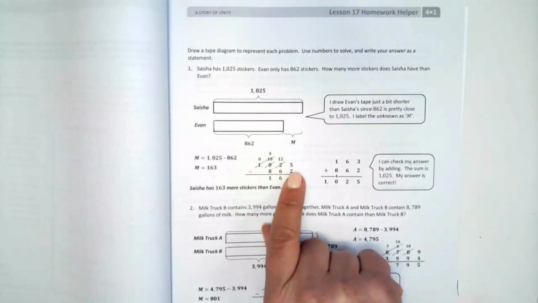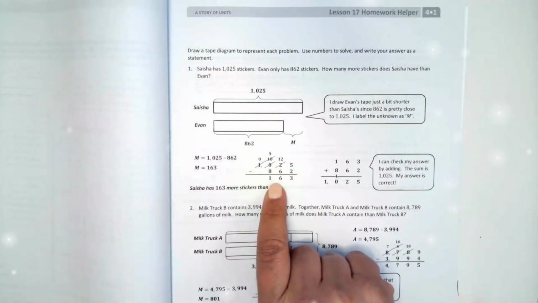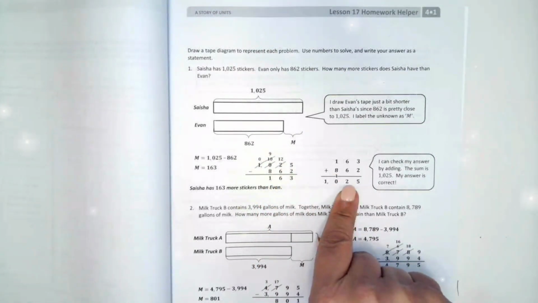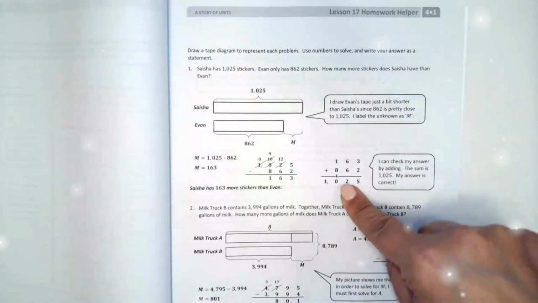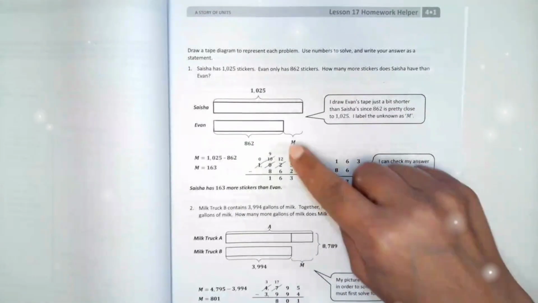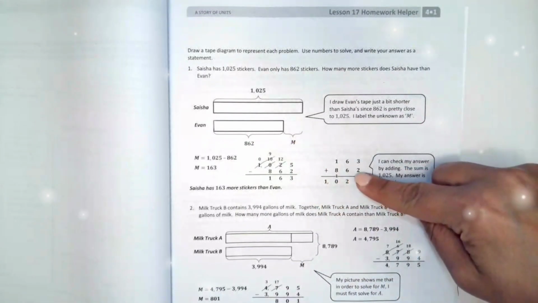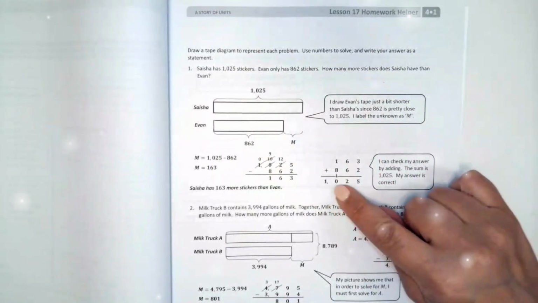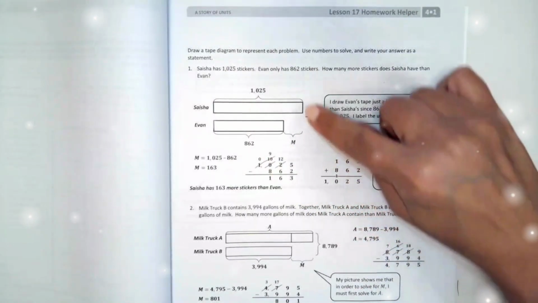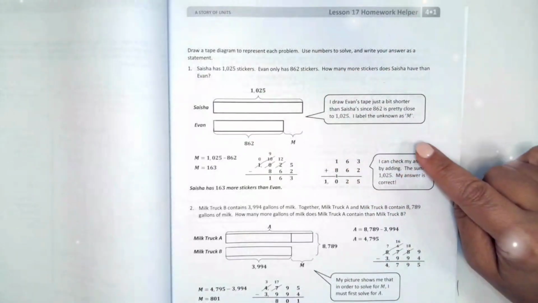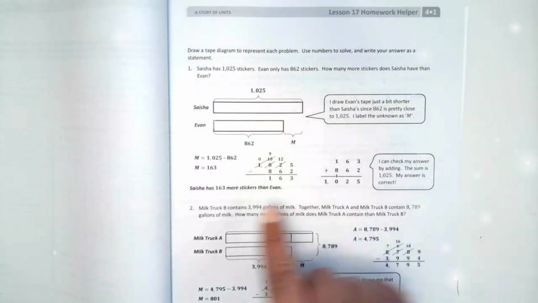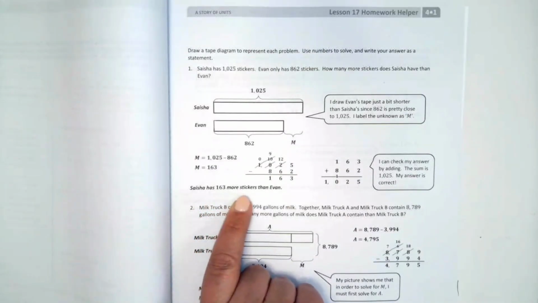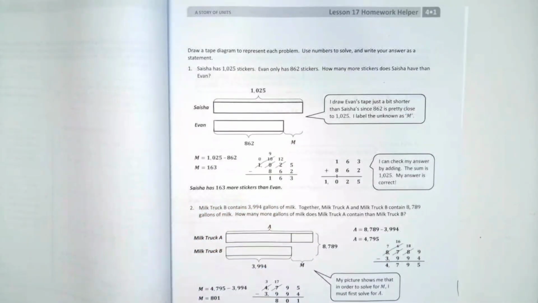Here's the subtraction algorithm. They got 163. They checked their work using addition, adding the 163 for how much more plus 862 for Evan's stickers, and it equals 1,025, which is the number of Seisha's stickers. So it matches. The answer statement says Seisha has 163 more stickers than Evan.